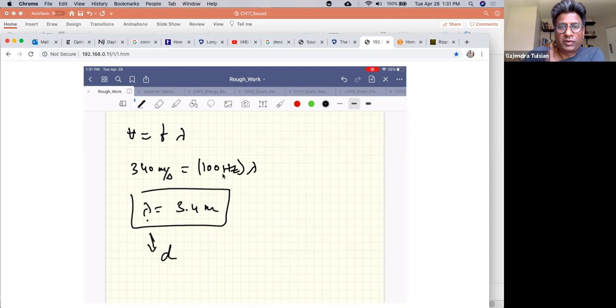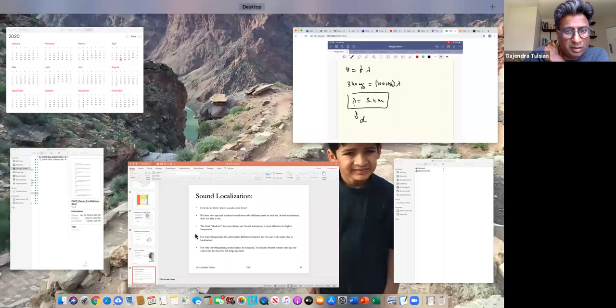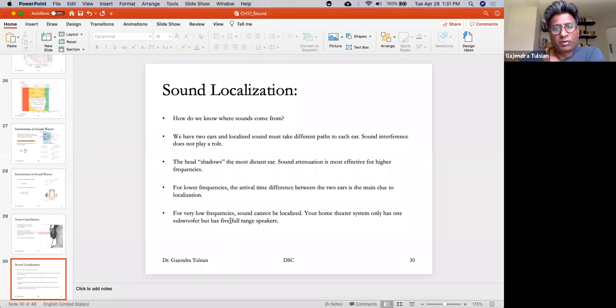So for low frequency sounds, you can't tell the location of the speaker within, let's say, three to five meters. And that's as wide as that table in the lecture hall that we use. So that's quite a large distance. So for very low frequencies, sound cannot be localized.